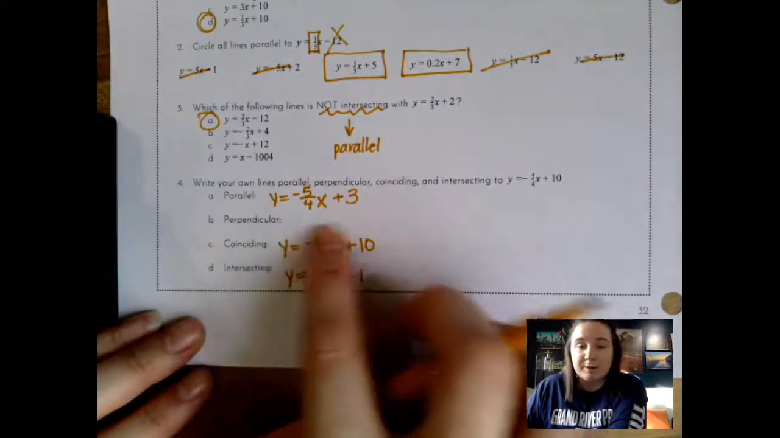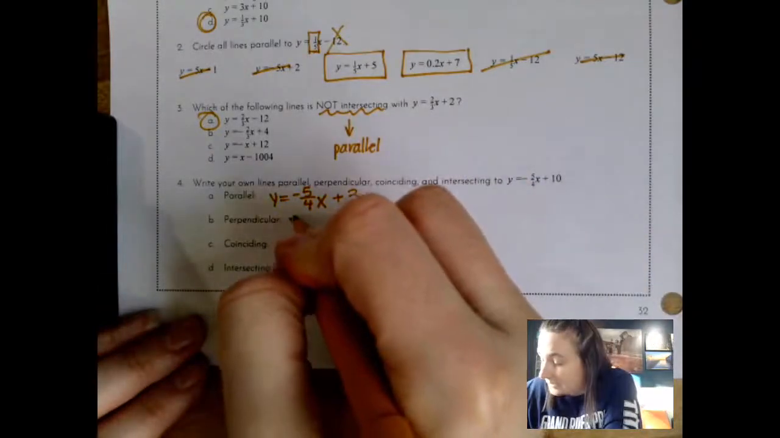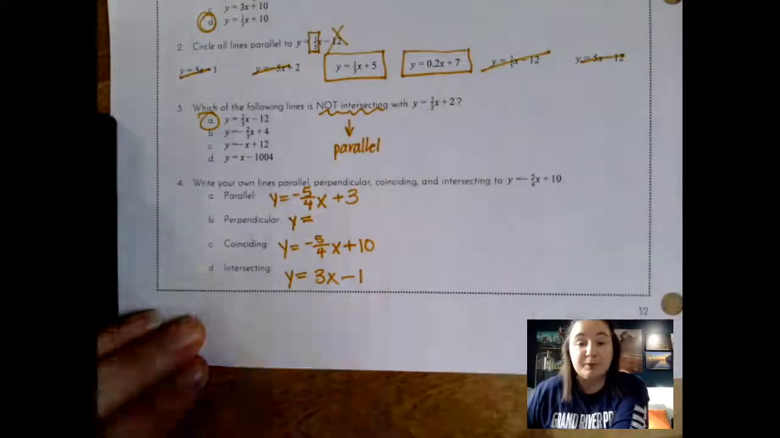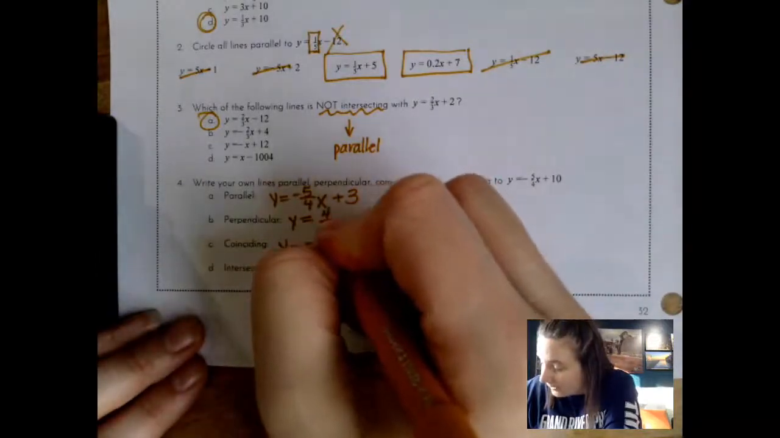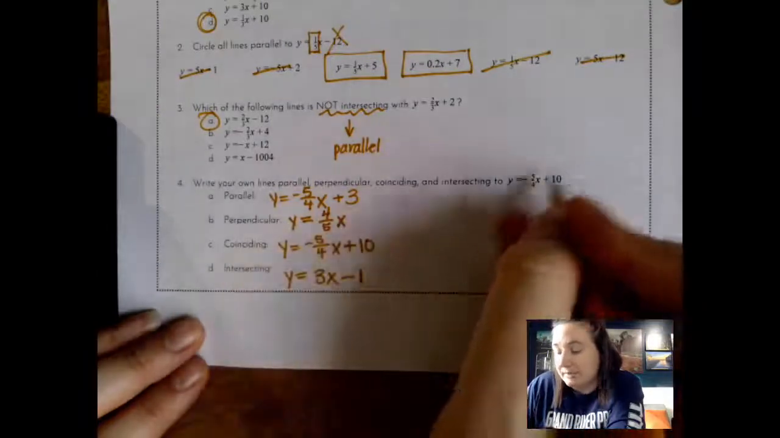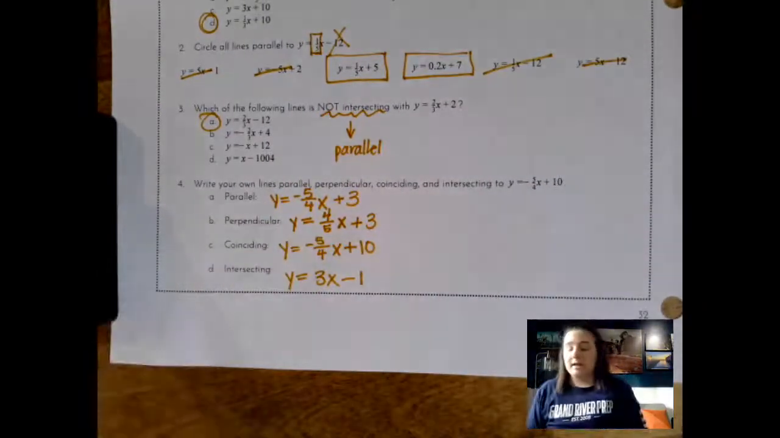And last one, perpendicular. We have opposite reciprocal slopes. So opposite means I need to have it positive instead of negative. Reciprocal means flip it. So I have 4/5 x, and then I can have a different B, and I'm just going to make it different, and that's it.